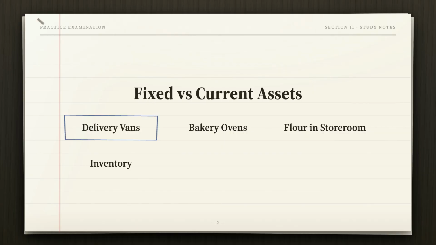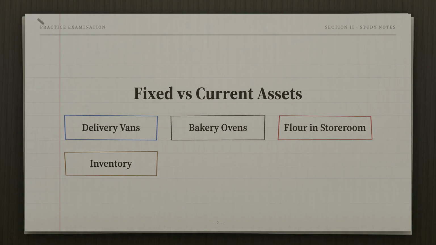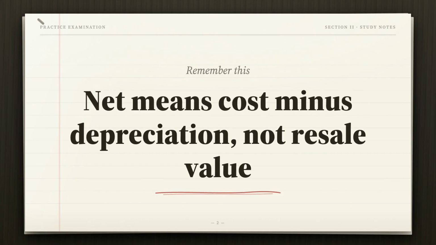The test is intended use and time horizon, not cost. Vans and ovens are kept for years, so they're fixed assets, while flour and inventory are meant to be sold within the year, making them current assets, even if that inventory is expensive. Seeing a fixed asset shrink year over year isn't a red flag. It's depreciation working exactly as intended. Just never mistake that book value for what the asset could actually sell for today.